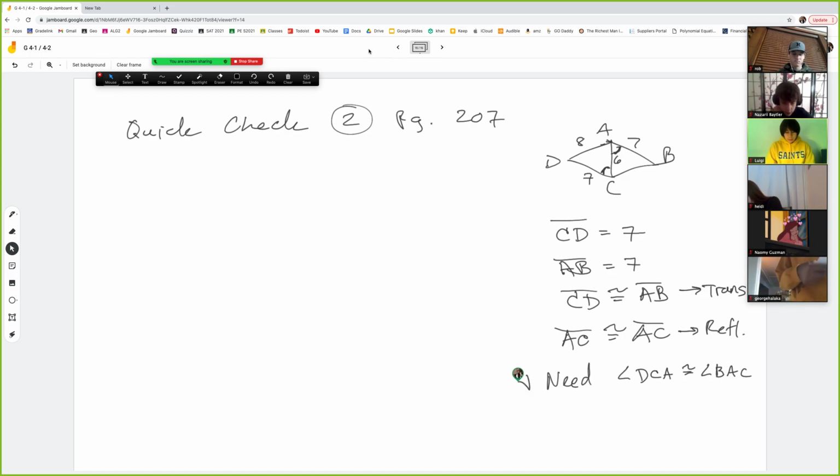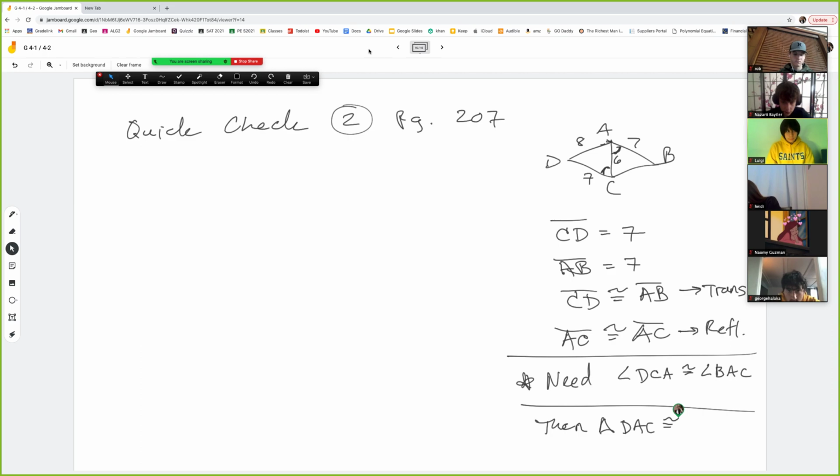If we get this, then triangle DAC would be congruent to BCA by SAS. Side, angle, side. Okay, here, pay close attention. Side, angle, side. Okay? Side, angle, side.